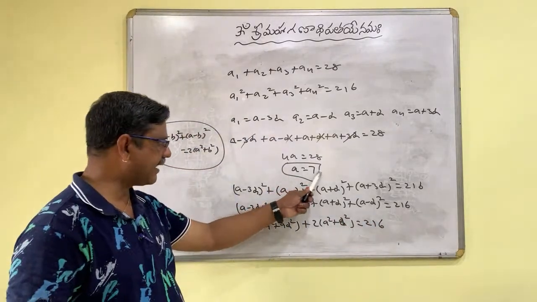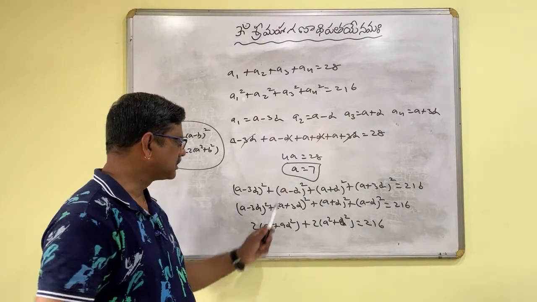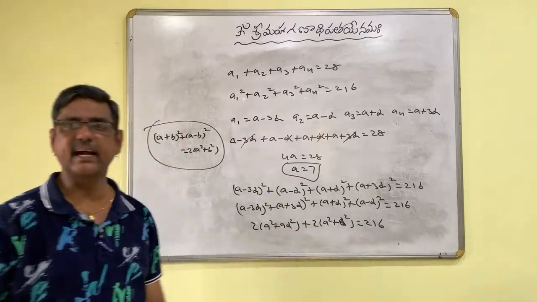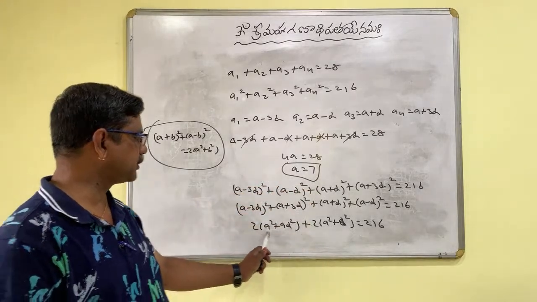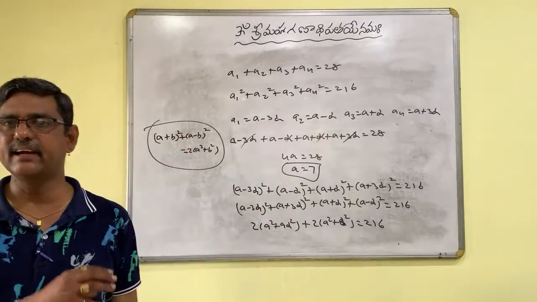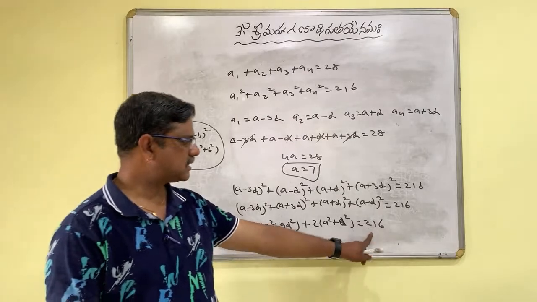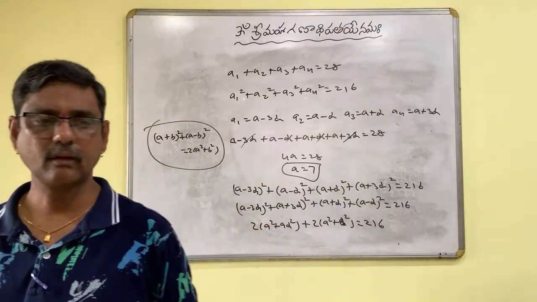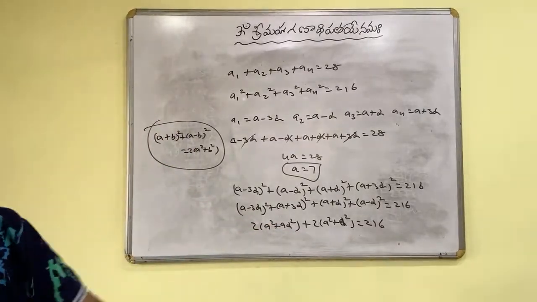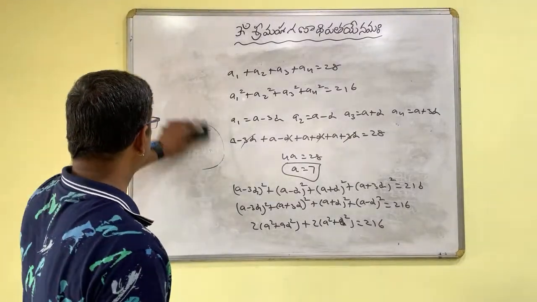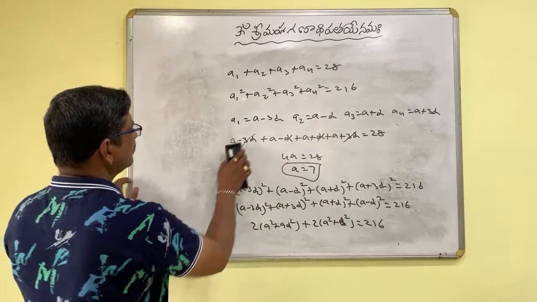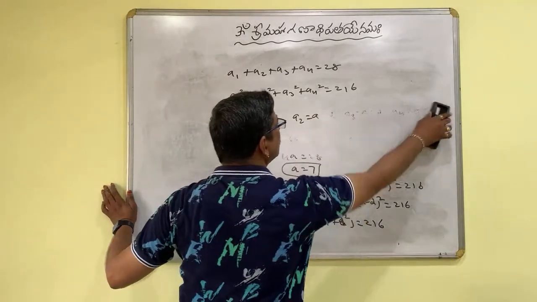Children, you got a value, substitute a value and simplify, you will get d value. You got a = 7, substitute over here in the place of a and simplify, you will get d value. Okay, right? Okay, I am stopping over here only if it is discussed. Next one.